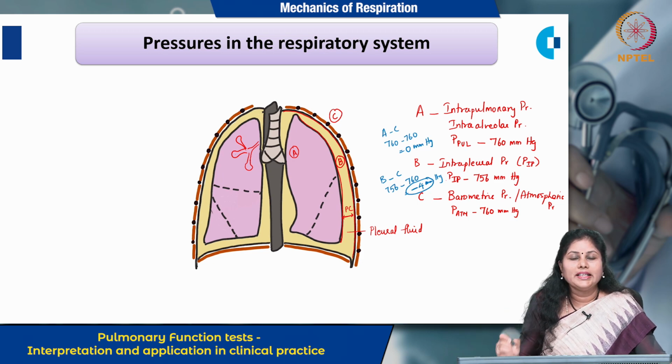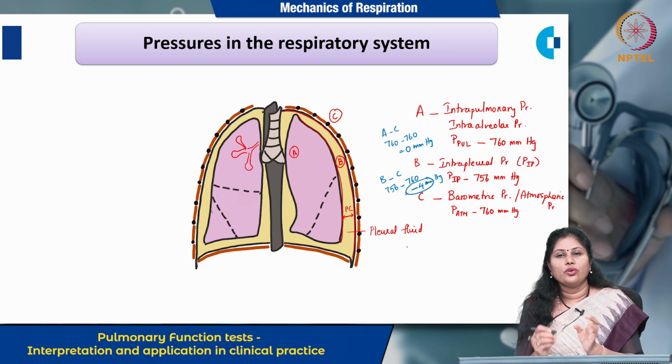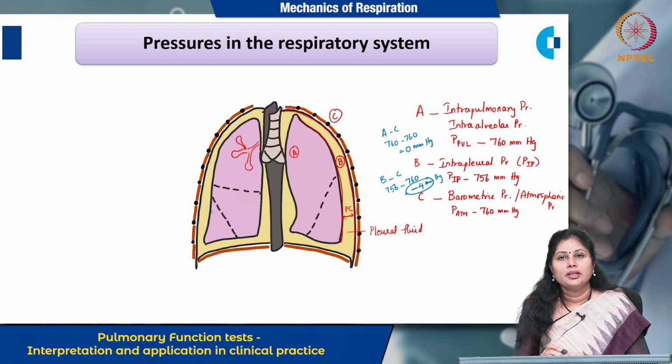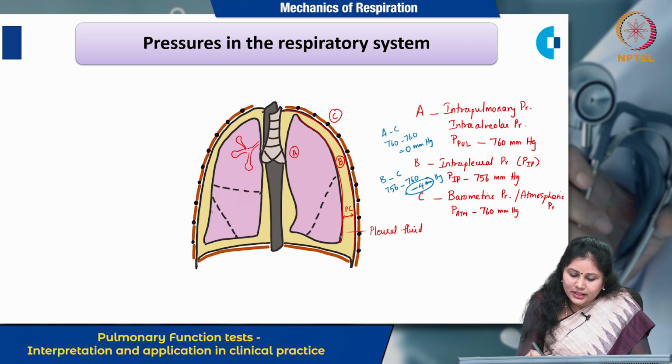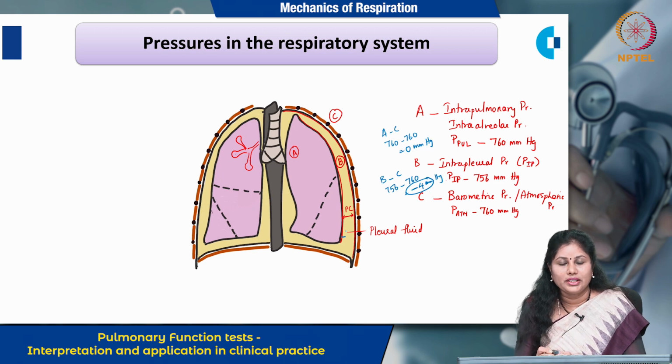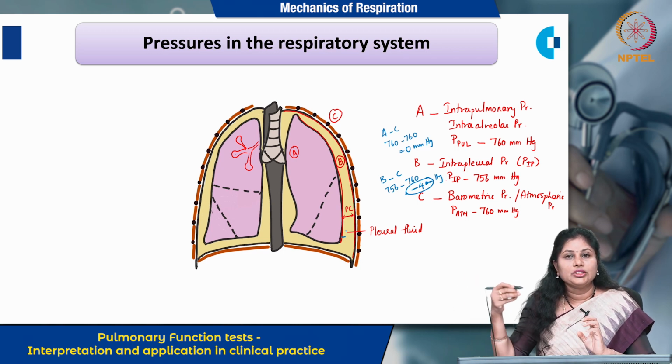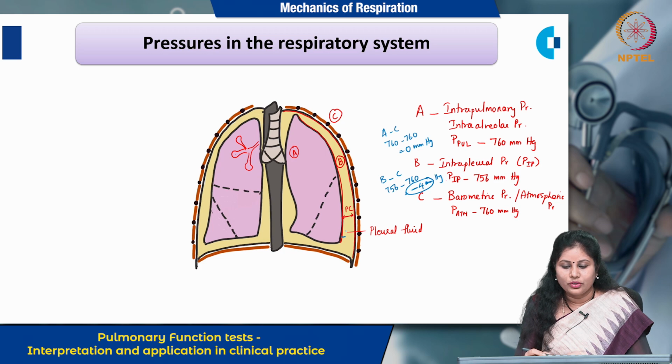Now, why is this intrapleural pressure negative? This is because of certain forces acting on the pleural cavity. If you can see here, the visceral pleura is clinging to the surface of the lungs. The lungs always tend to collapse. So the elastic recoil tendency of the lungs is to collapse, and when the lungs collapse, they also pull the visceral pleura along with them.